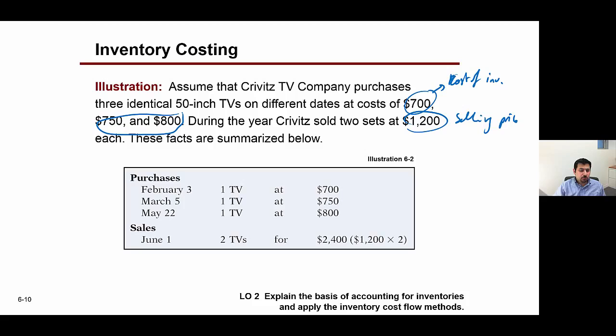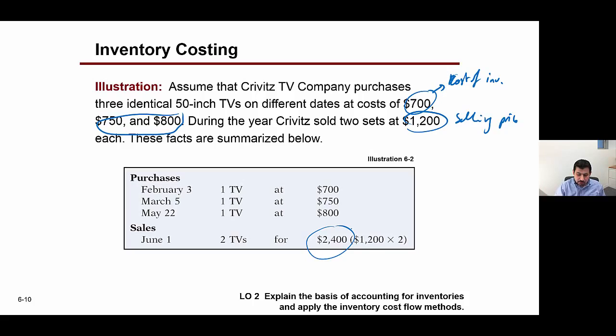Now, the company sold 2 TVs. The problem is which TVs were sold? The reason we need to know that is we are going to allocate the cost of these 2 TVs in order to match the revenues from those 2 TVs. So we know that the revenues were $1,200 times 2. So those are the revenues. But what about the cost of goods sold, the expense that was associated with selling those TVs?